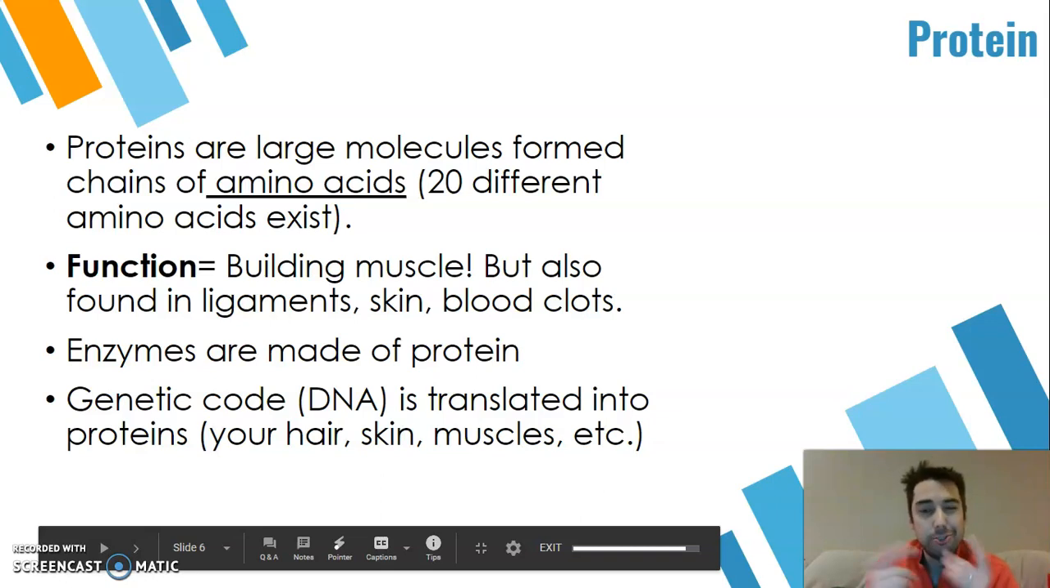The big function we generally relate is building muscle, ligaments, skin, and blood clots. Proteins are a good bodybuilder, if you will. But enzymes, which do specific jobs like break things apart, are proteins too. And one thing we also don't really consider is our genetic code. The DNA that we transcribe and translate into proteins determines our hair, skin tone, eye color, muscles, and so on. We're basically even making more enzymes.